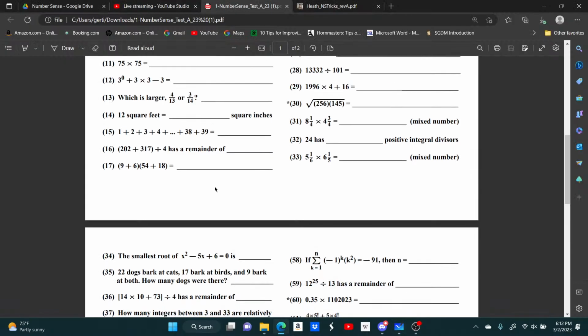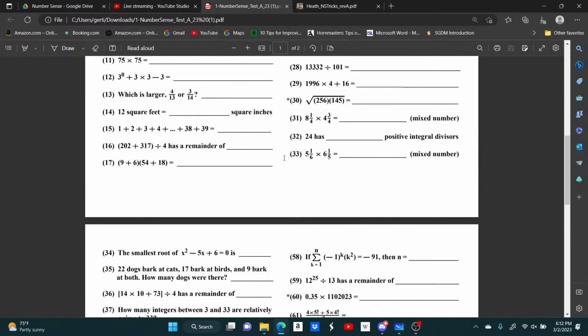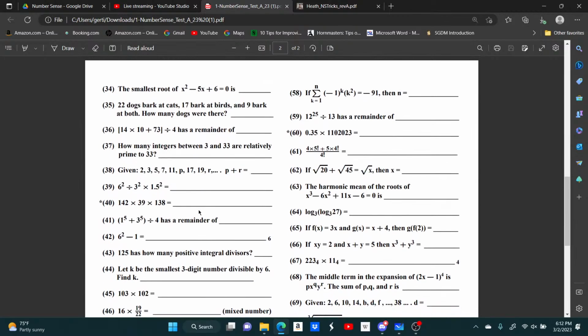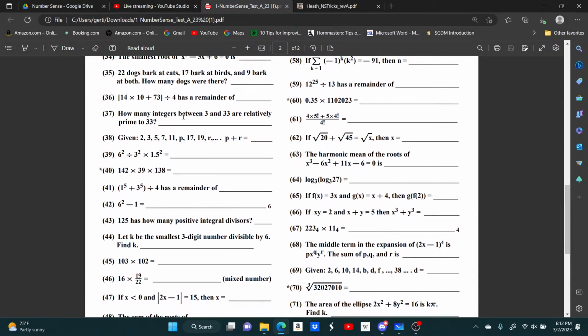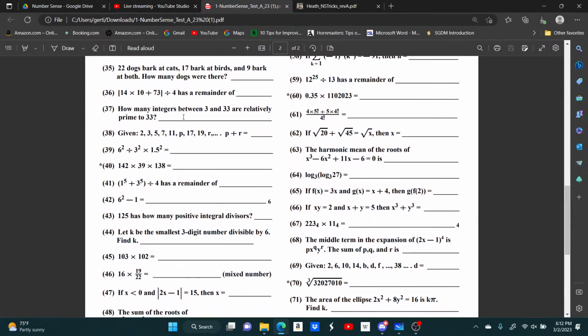Trying to go quickly so we can get to the end. Yeah, 33 is just another fraction FOIL. 34, I'm going to assume that you guys can factor, because you would have learned that in algebra. 35, 22 dogs bark at cats, 17 bark at birds, and 9 bark at both.